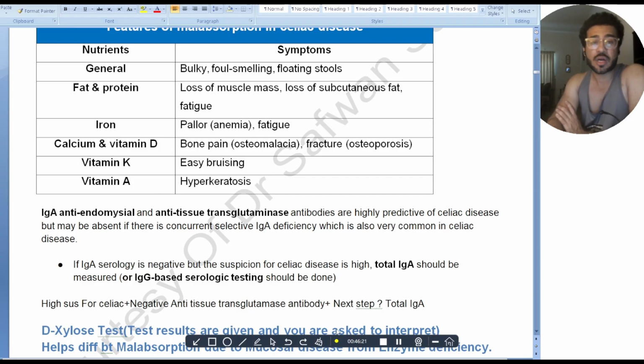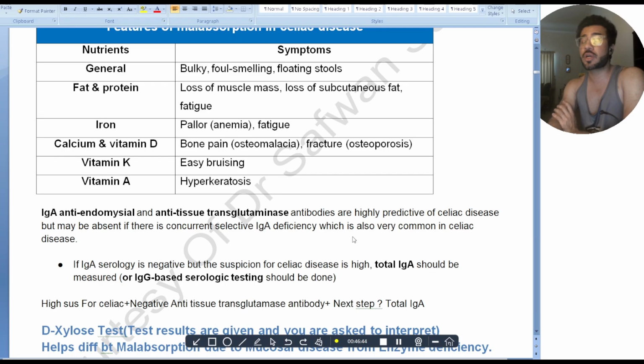So the antibody that you're going to be able to find is anti-tissue transglutaminase IgA antibody, that is going to confirm. So if IgA serology is negative, in a person who is IgA deficient, in that case you won't be able to find the positive anti-tissue transglutaminase antibody.